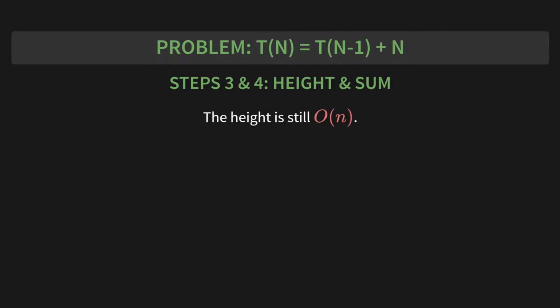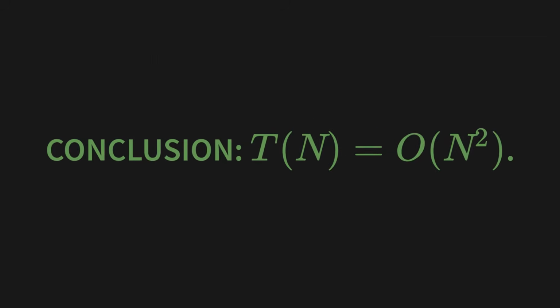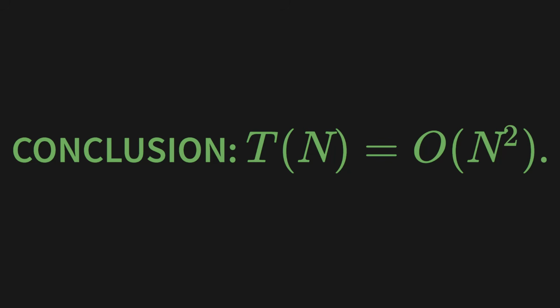Now, for steps 3 and 4, height and sum. The height is still O of n, just like before, but the total work is completely different. T of n is n plus n minus 1 plus n minus 2 all the way down to 1. This is a simple arithmetic series, and the sum is n times n plus 1, all divided by 2. When we expand that, we get 0.5 n squared plus 0.5 n. Our conclusion: T of n is O of n squared.